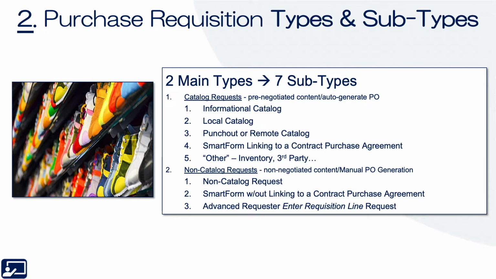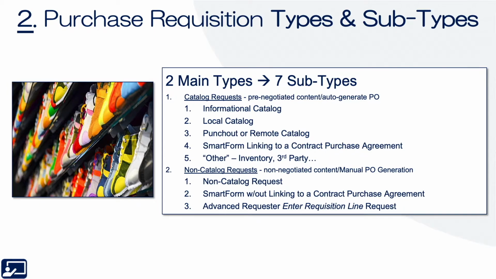Local catalogs represent pre-negotiated content that is internally created and managed. Punch-out catalogs represent pre-negotiated content that is externally created and managed. Then there's something called a smart form. The smart form usually links to some structured procurement and oftentimes is related to some kind of purchase agreement or contract. And then there's other inventory, etc., that can also create catalog requests.